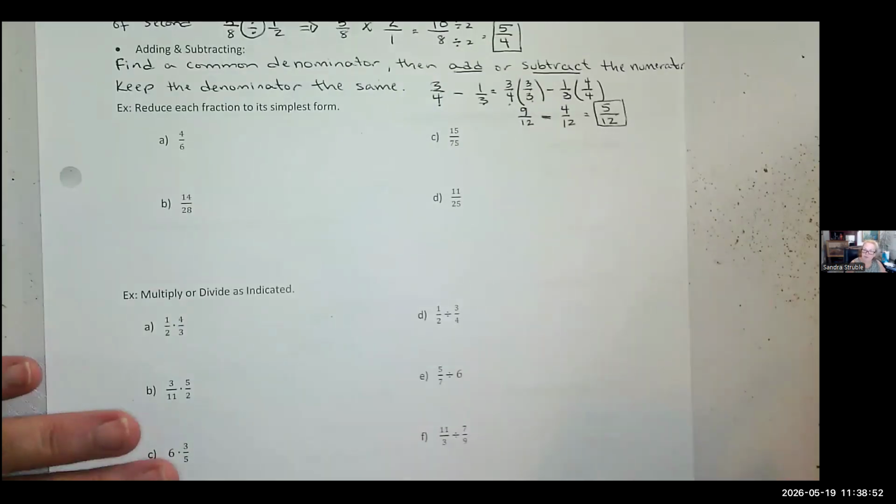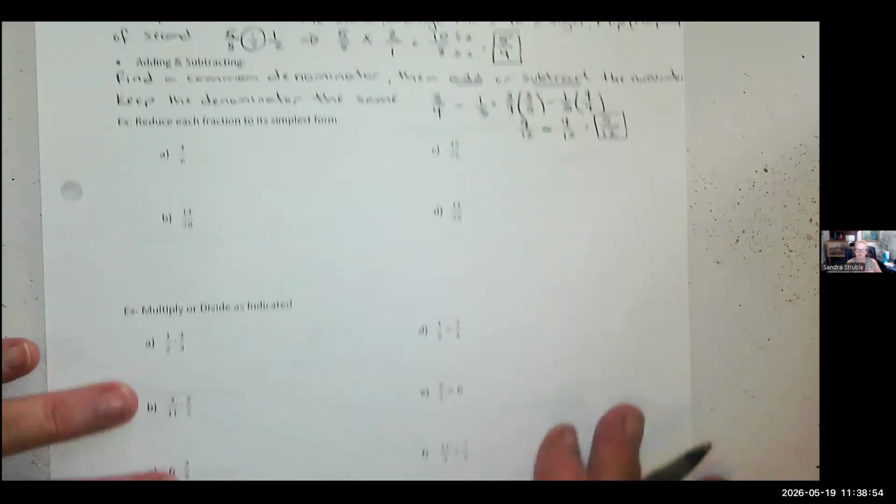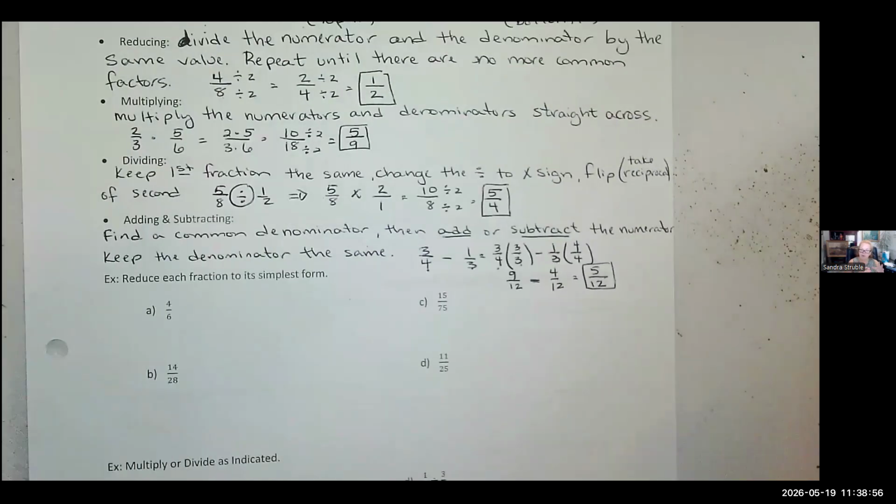All right, reduce each fraction to its simplest form. I want you to pause the video for each one of these. Pause the video right now, reduce 4/6. Come back to see how you did. We'll do the same thing with B and C and D. This is giving you a chance to test how you do, and then you've got me right here doing it for you to show you how to do it correctly. So please give yourself a chance.